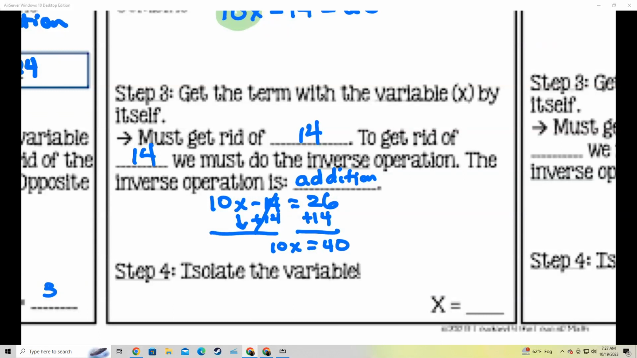Last step is to isolate the variable. And I'm going to do this over here because I'm running out of space. Now I have 10x equal to 40, and I'm going to get that x by itself. Right now that x is being multiplied by 10. To get rid of it, I'm going to divide both sides by 10. These are going to cancel, and I get x equals 4. And that is my final answer.